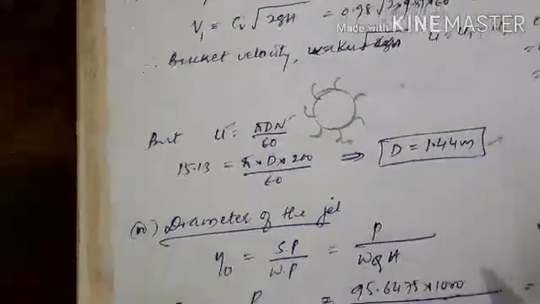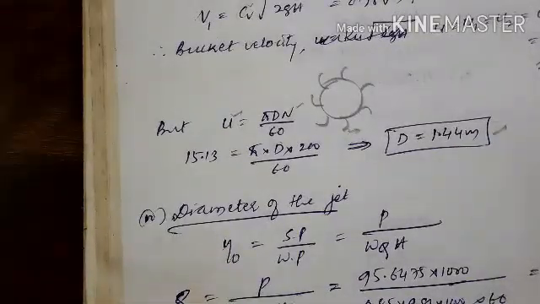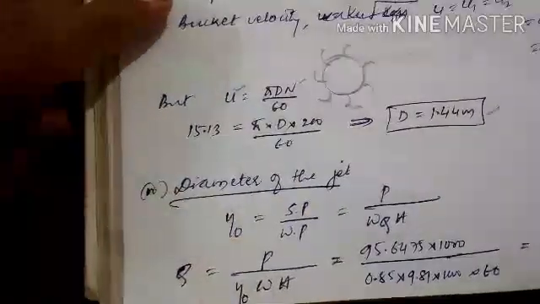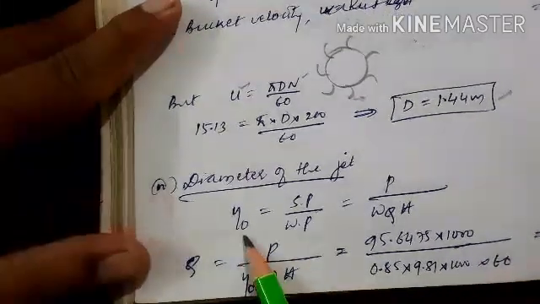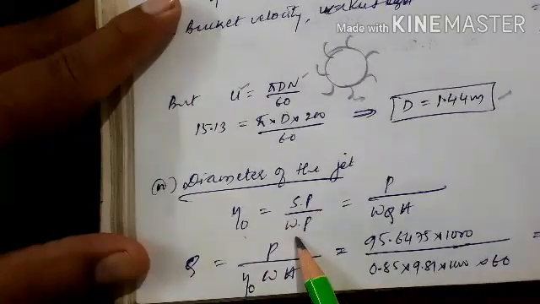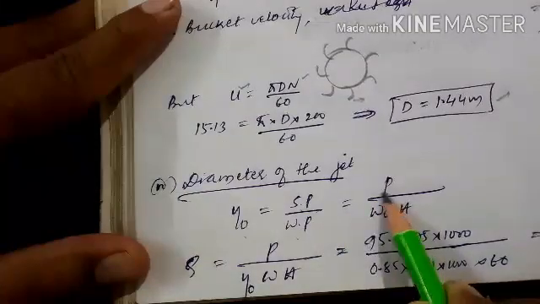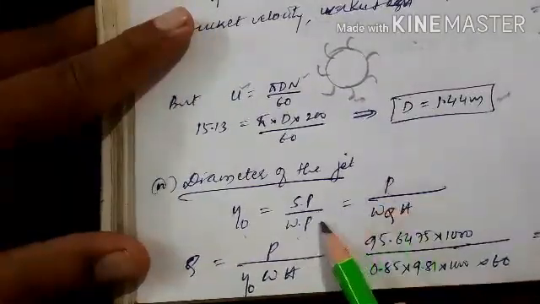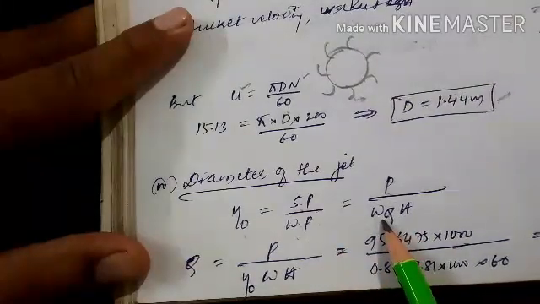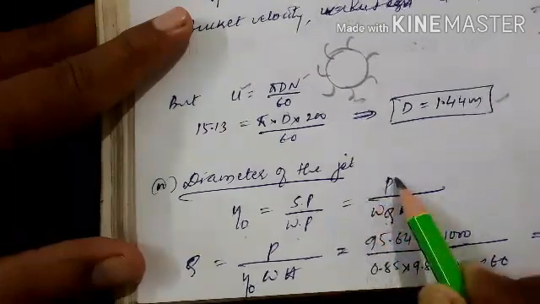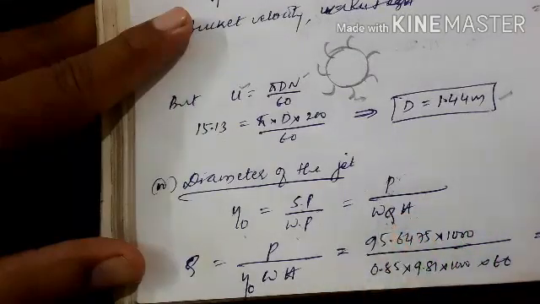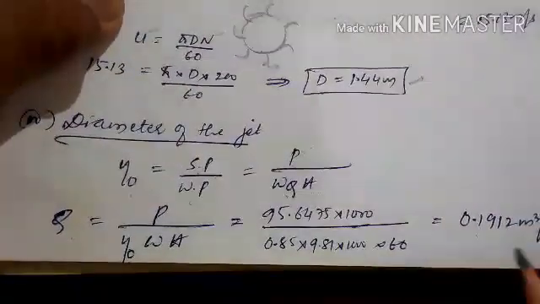Then the diameter of jet can be calculated easily. To calculate the diameter of the jet, we first need to calculate the total discharge. For that, the overall efficiency formula, as we know, is shaft power by water power. Shaft power is the power at the shaft, divided by water power, that is W into Q into H, where W is the specific weight of the water, Q is the discharge, and H is the head. In this, the power is given, the specific weight is 9.81, Q is the unknown, and H is given. So from this we can easily get the value of Q. The value of Q we have obtained as 0.1912 meter cube per second.